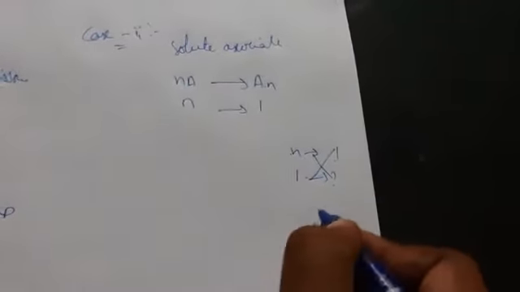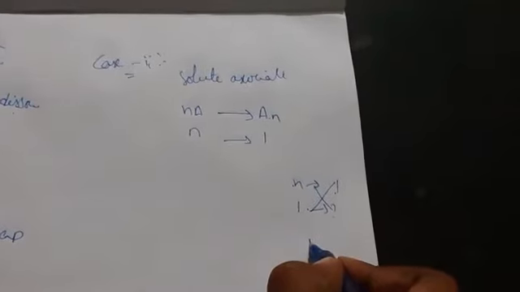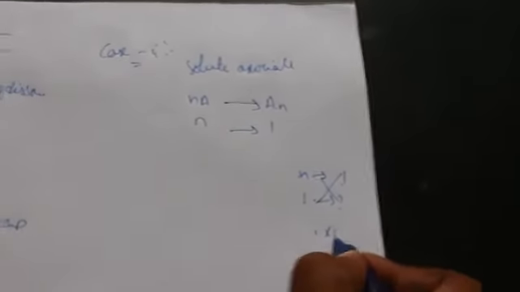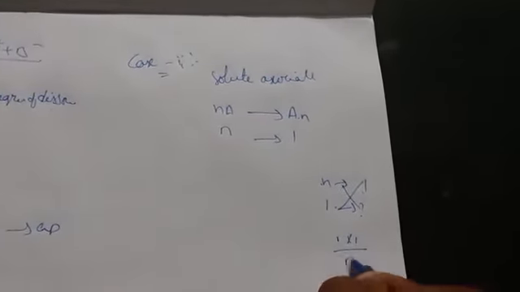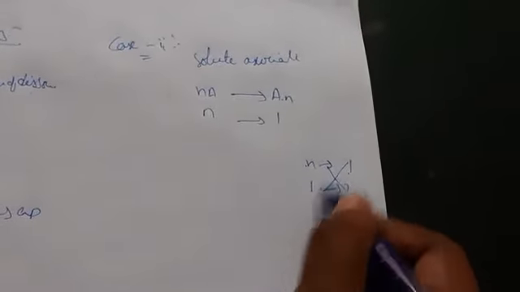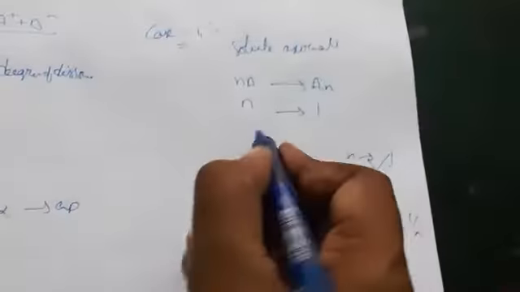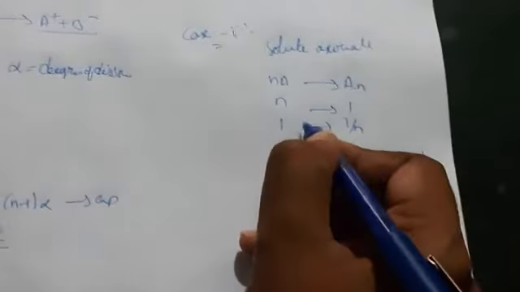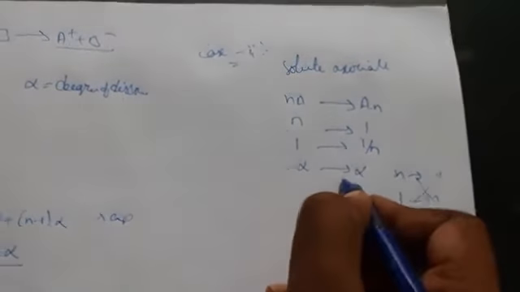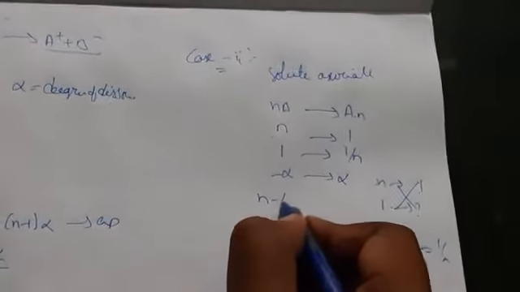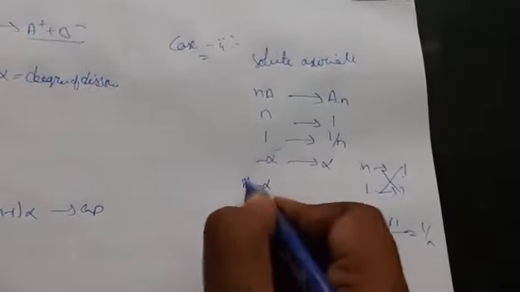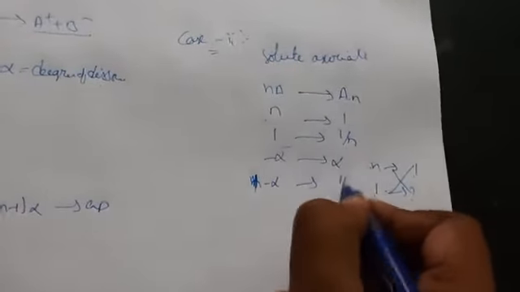If you do cross multiplication, 1 into 1 by n. If you do cross multiplication, 1 into 1 by n means 1 by n you are getting. For n moles you are getting 1 product. If you take 1 mole, you will be getting 1 by n as the value if you do cross multiplication, right? So if you take minus alpha to this reaction, it will give alpha. If you take n minus alpha, meaning 1 minus alpha, it will give 1 by n into alpha.